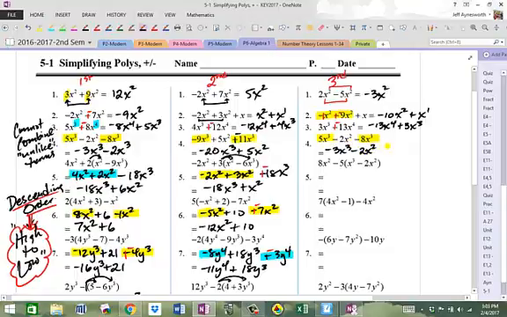Okay. Next thing we got to do on number 5, we got to distribute the 5 first. Okay, so let's do that. So we have 8x squared minus 5x cubed. All right, plus, right, a negative times a negative is plus 10x squared.